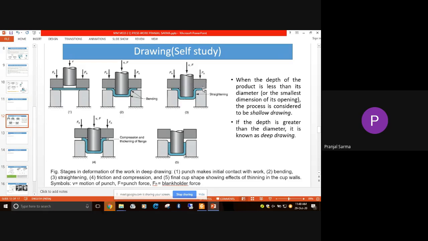The next stage is straightening. As the punch goes further downwards, the portion along the side wall of the die gets straightened. Then as it goes further downwards, some friction and compression happens here. And at the end, we obtain the final cup shape once the whole material has come down like this. This is the final cup part.